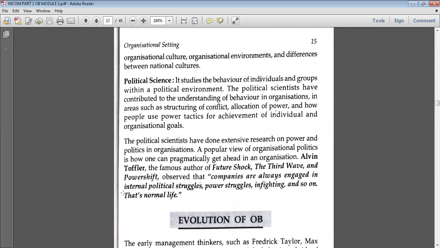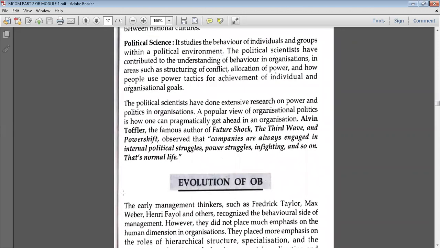Political science helps to understand conflict in an organization, power sharing or power allocation in an organization. Many such things come from political science. So we can say that in an organization we can find these aspects. We can find little bits of psychology, sociology, anthropology, political science, everything in an organization.